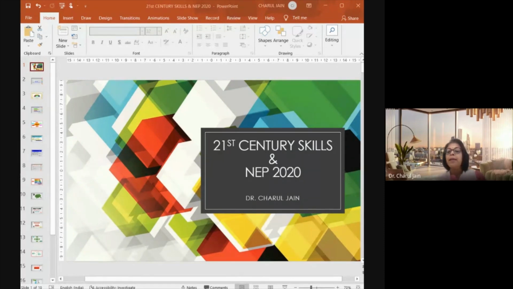So I am talking about 21st century skills. Now, the very first term that I have used, 21st century, we have all stepped into the 21st century, 2 decades into the 21st century.